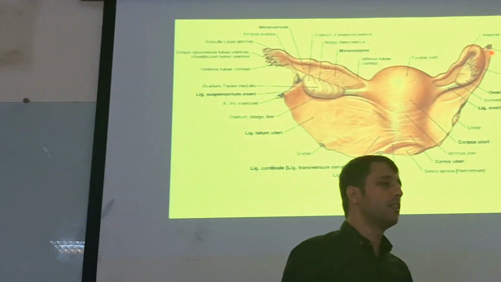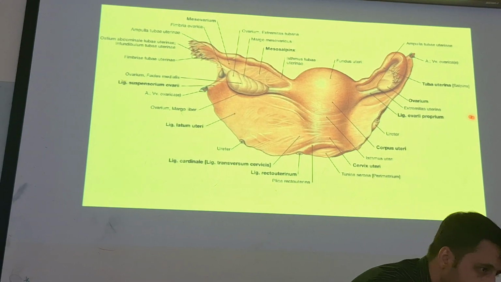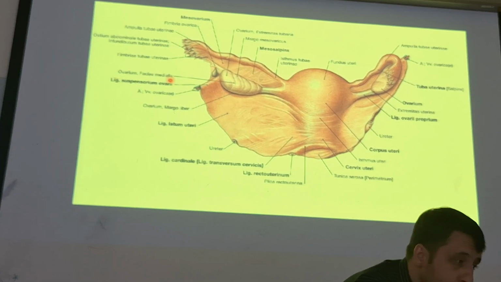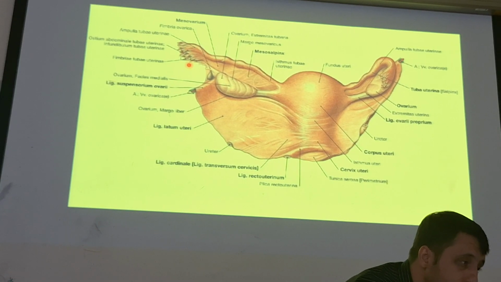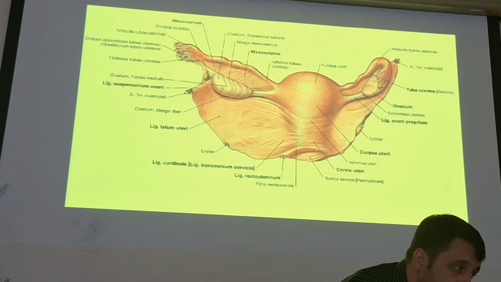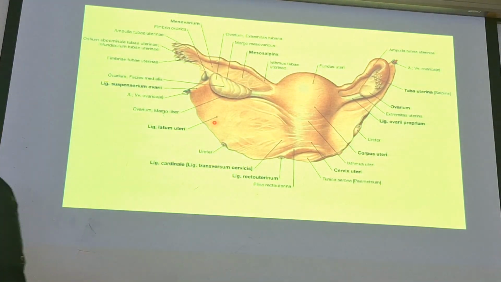Here we have another name and terminology. Look here. All of this is broad ligament, yes? Some part of the broad ligament is located between the uterine tube. It is the uterine tube. Is the uterine tube intraperitoneal or retroperitoneal?